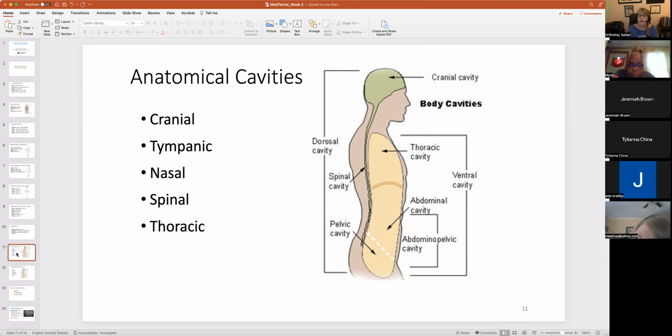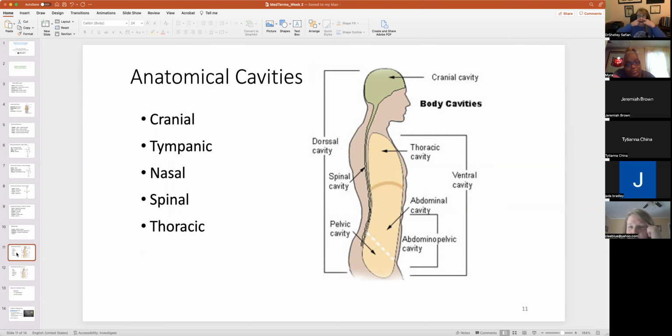The cranial cavity houses your brain and all that your brain does, all of those pieces parts. Okay. Tympanic cavity. It's not on your chart. Anybody want to guess? Okay. Ear. You know, your eardrum is your tympanic membrane. It's a space wide open going right into your head.